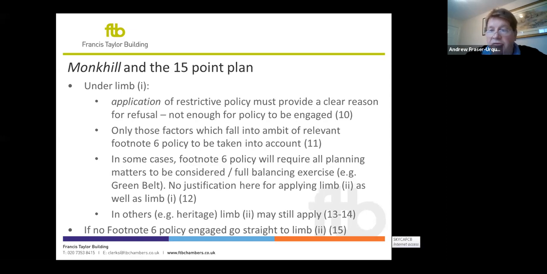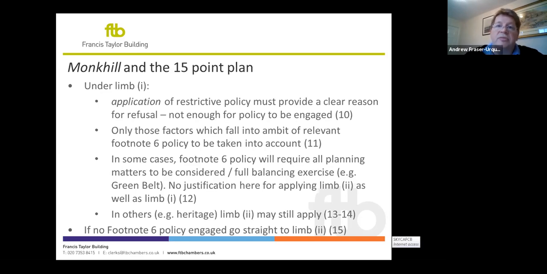It's not a free-for-all, point number 11, in terms of taking account of things. You just have to look at the relevant footnote 6 policy, consider those matters which are drawn to your attention by that policy, apply them, come to a conclusion, and that then tells you whether you have a clear reason for refusal. Now, in some cases, for example, the green belt, you've pretty much got to do a full balancing exercise. And you do that as if the tilted balance doesn't apply. So, for example, green belt is the obvious example.